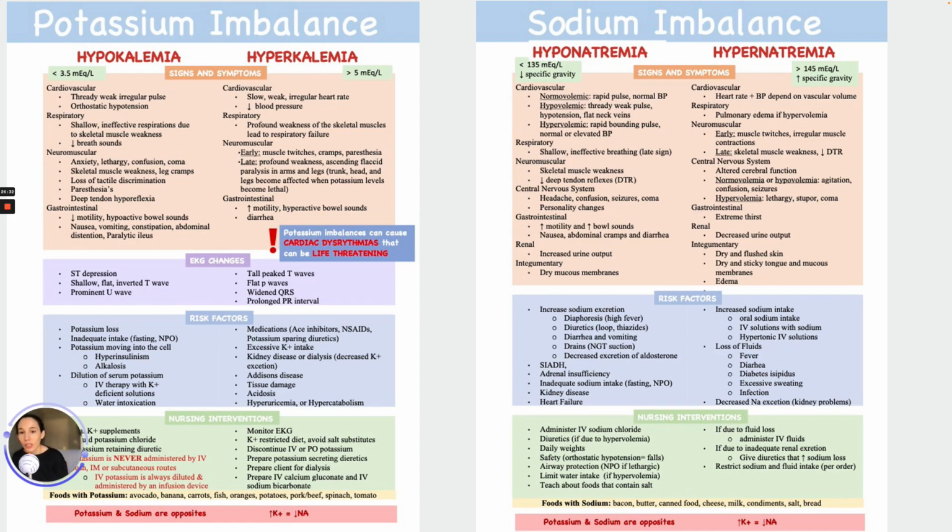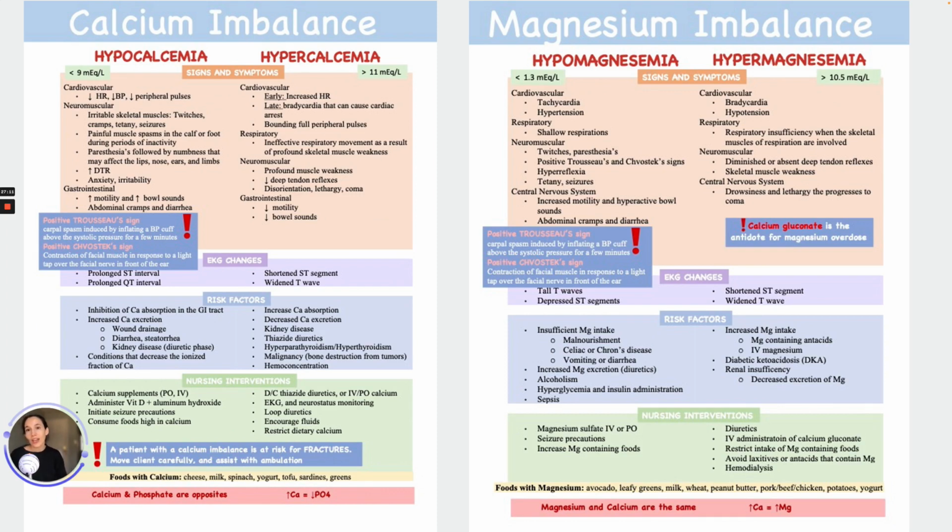Our nursing interventions, if it's due to fluid loss, we'll administer IV fluids. If it's due to inadequate renal excretion, they may need diuretics that increase sodium loss. We may need to restrict sodium and fluid intake. A way I like to remember potassium and sodium is that potassium is usually related to cardiac signs and symptoms, and sodium is usually related to the brain. So the big things for potassium, we're watching for those EKG changes, and for sodium, you're typically going to see mental status changes.